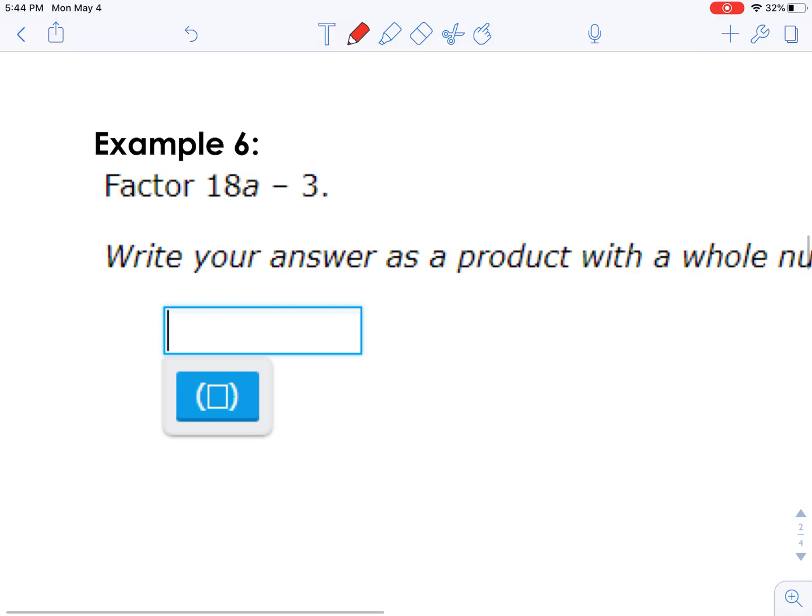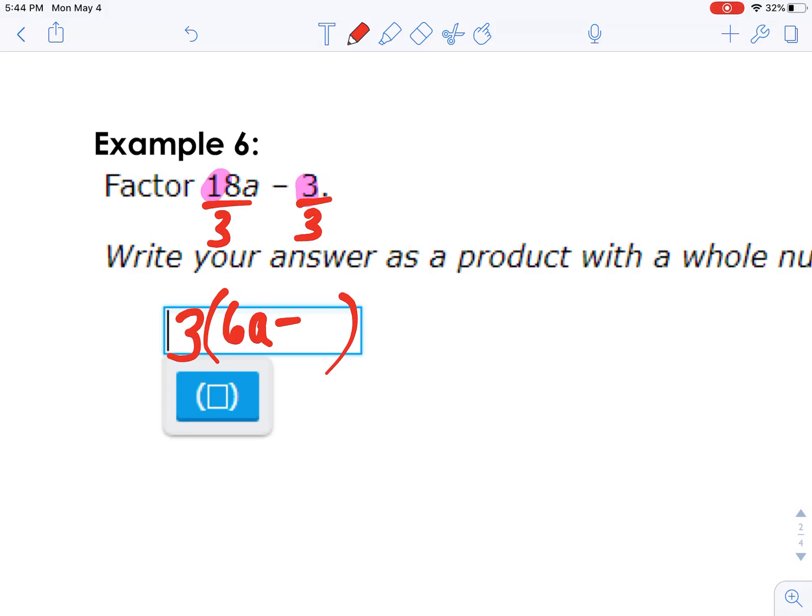One last problem to go. If we're looking at what they both have, 3 is the greatest common factor. So we're going to divide each term by 3. 18 divided by 3 is 6, so we'll have 6a, put your subtraction sign, and 3 divided by 3 is 1.